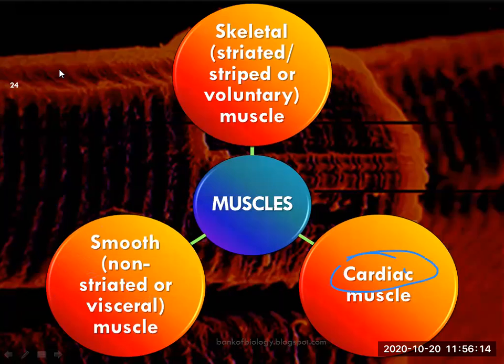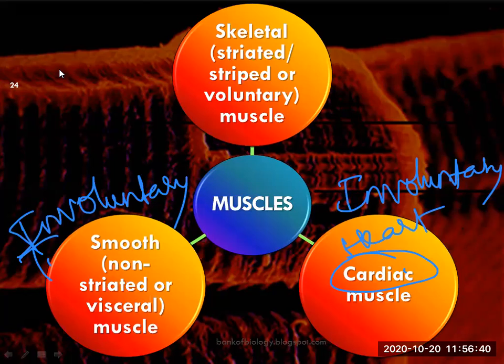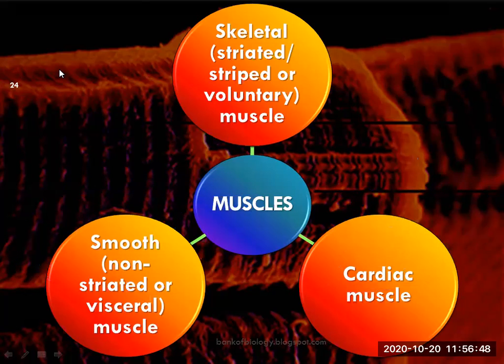Cardiac muscle means muscles in the heart wall, the myocardium of the heart. We say cardiac. And these muscles are also called involuntary because they are not in our control. Smooth muscles are also involuntary muscles. So smooth muscles are non-striated, visceral or involuntary. Cardiac muscles are striated, involuntary. Let's see one after another, the differences. We are going to see this.